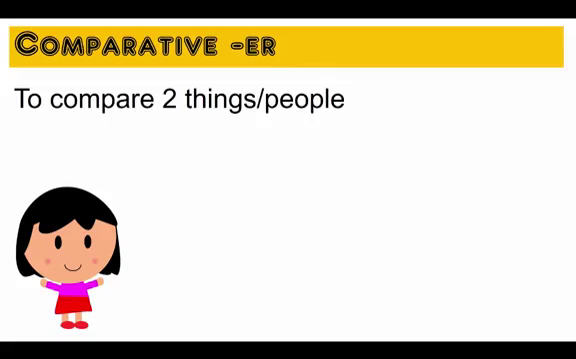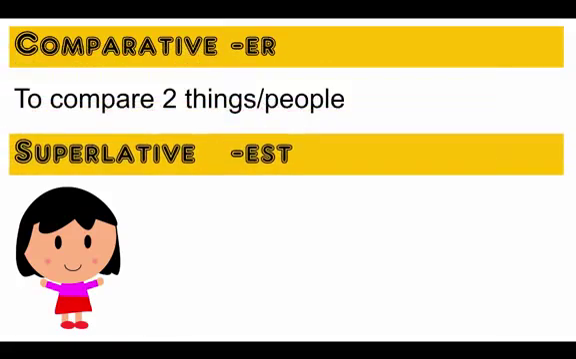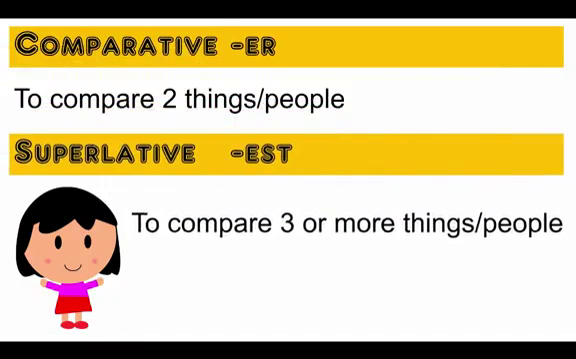Now, you probably noticed that all the adjectives changed from ER to EST. This is the superlative. It is used when we compare three or more things. The rules for superlatives are similar to comparatives.